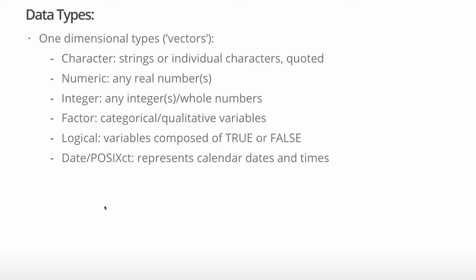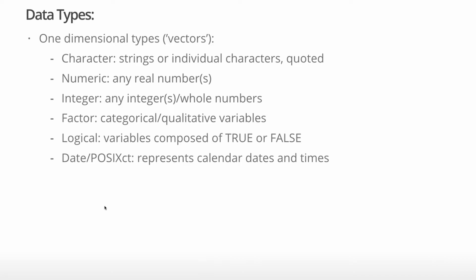So one is a character. We've talked about that. Strings or individual characters, and they are quoted. The way you make them, you have to put quotes around them, single quotes or double quotes. They both work. Numeric, any real numbers. So they're stored like 1 through 5, you know, 0.6, numerics.